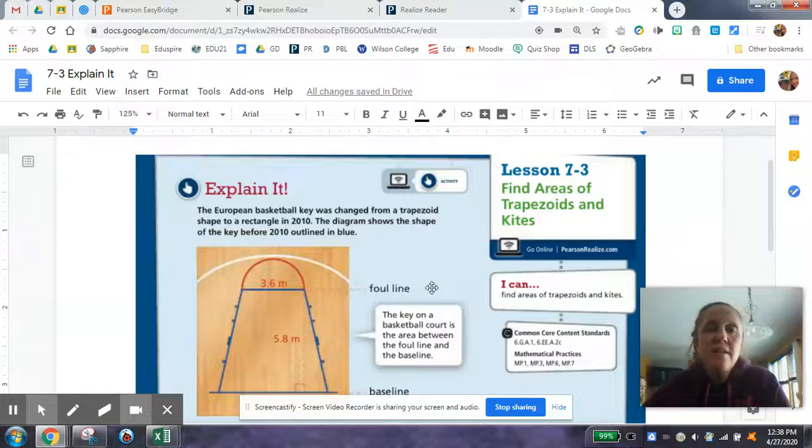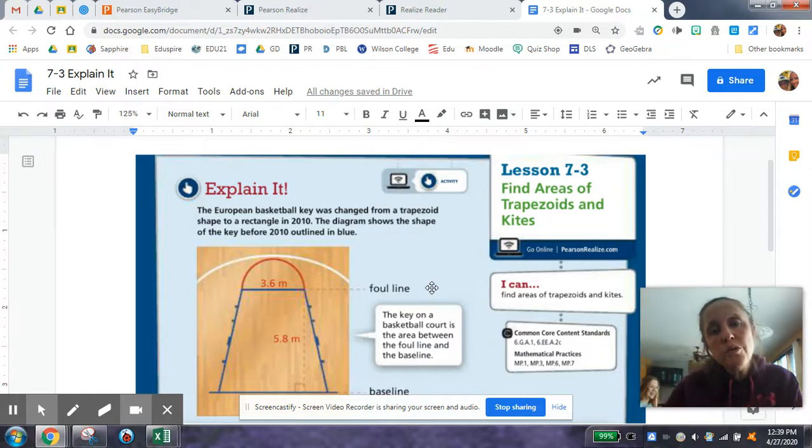Hi, so I'm going to go over 7-3, explain it today, and it says find areas of trapezoids and kites. And so last lessons we worked on finding the area of rectangles and parallelograms, and we also looked at finding the area of triangles. So we're going to use those things as we work through this lesson.